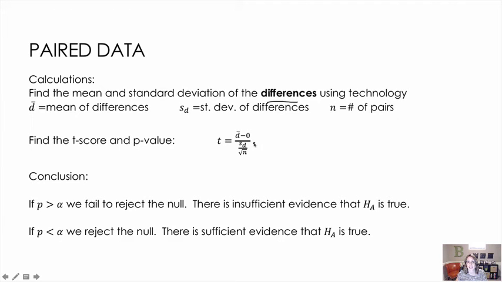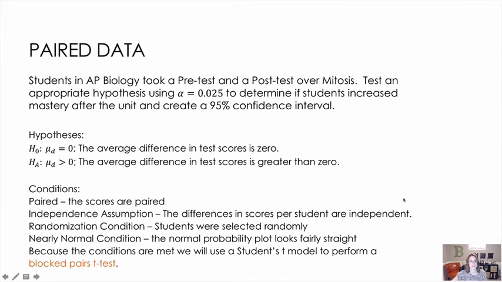If we're using technology, like in StatCrunch, it will just do the differences for you, and it's going to be great. Again, for our conclusion, if p is greater than the alpha, we fail to reject the null. If p is less than alpha, then we reject the null. Again, don't say the alternative hypothesis, actually say what that is in context.